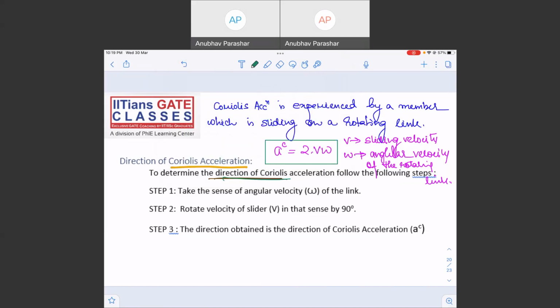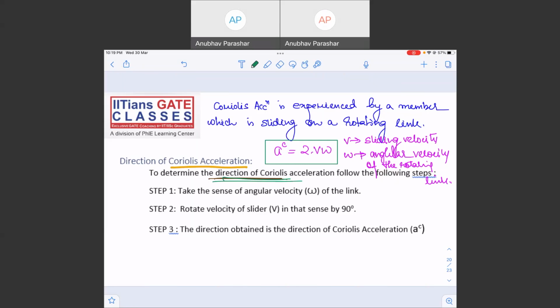So let us try to find out the direction of Coriolis acceleration. How is the direction of Coriolis acceleration given? First, we will take the sense of angular velocity of the link, like clockwise or anti-clockwise. There can be two senses of the angular velocity of the link.